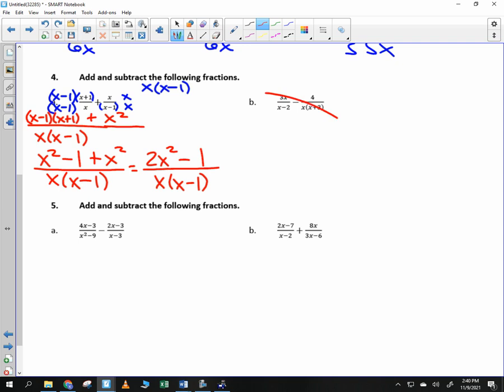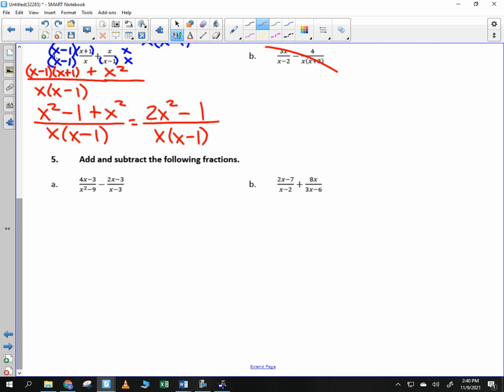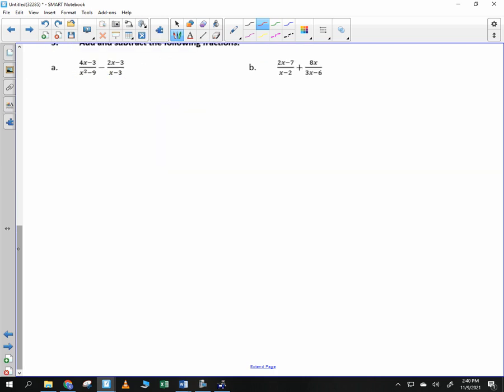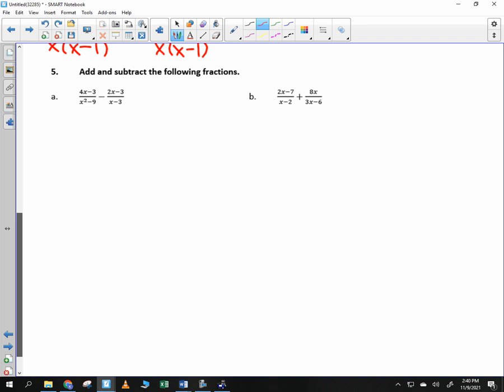Okay, we're going to skip letter B. Don't like the problem. And we're going to do problem number 5, A and B. So before I start adding these together, anybody know what I should do first?